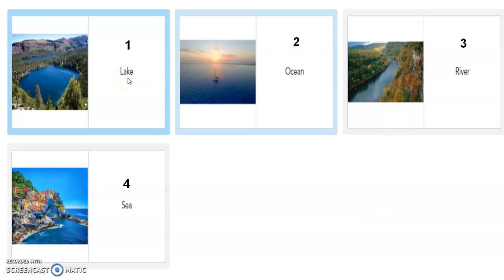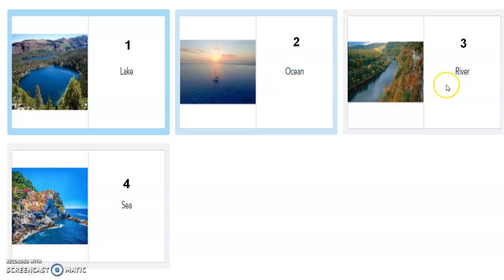The first picture shows an example of a lake. It is surrounded by land, so we can assume that the water in it is fresh water. The second picture is an example of an ocean. It is open, vast, and far from land.